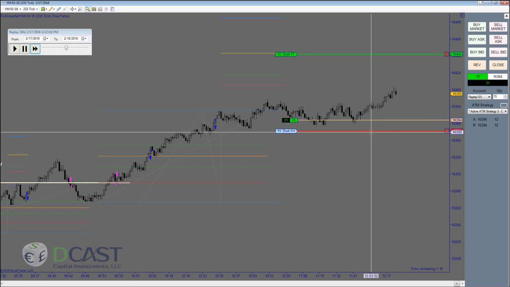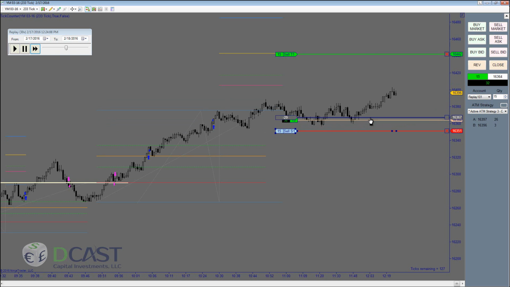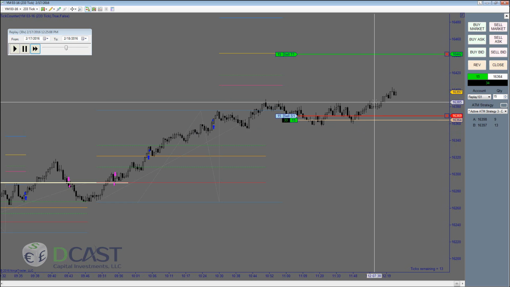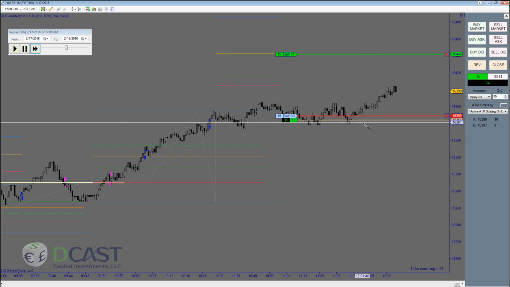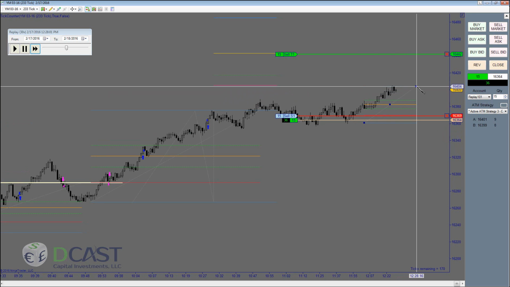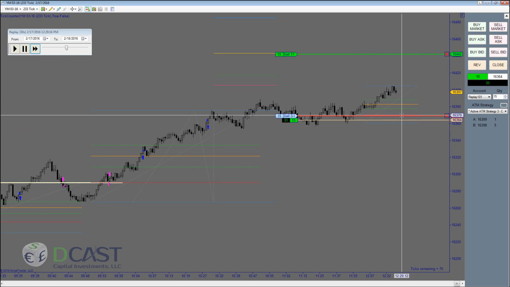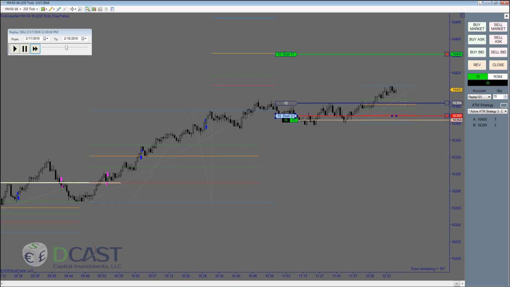So in this particular case, we definitely want to remove risk. Did we hit the 127? Yeah, just about. So let's draw a Fibonacci here, and we can lock in some profit just below that.